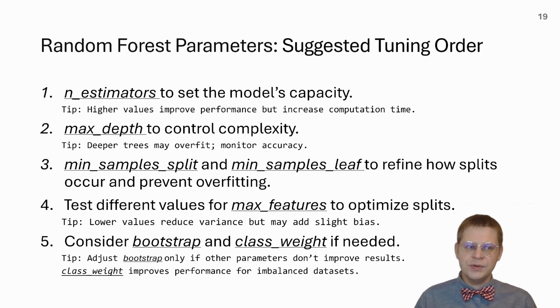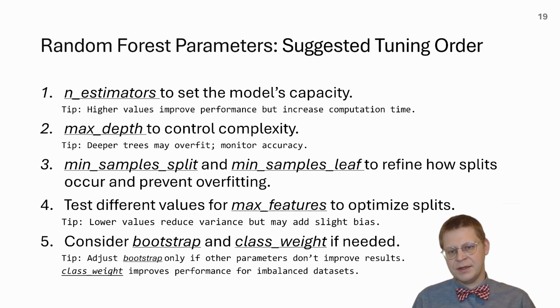When it comes to tuning strategy of the random forest, start by setting number of estimators and max depth, then refine with min samples split, min samples leaf, and max features. You can also consider bootstrap and class weights if needed, but only use bootstrapping if other parameters don't improve the results, and class weights improve the performance only for imbalanced datasets.